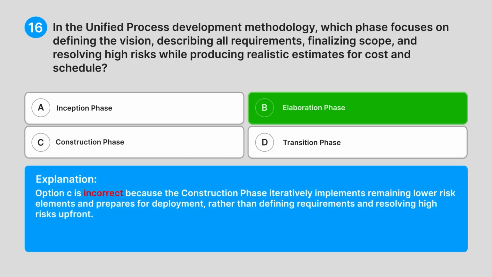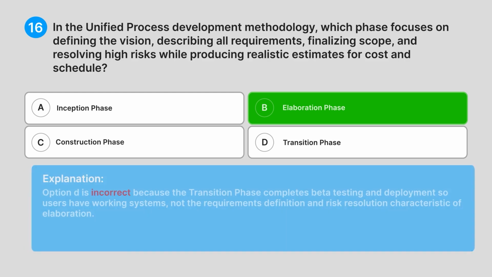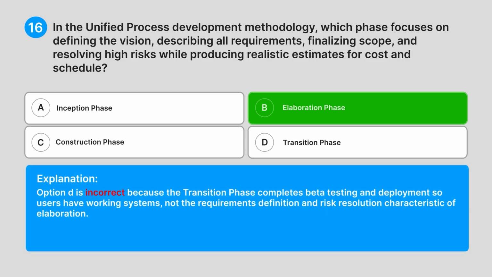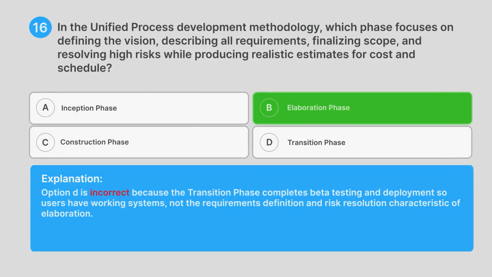Option C is incorrect because the construction phase iteratively implements remaining lower risk elements and prepares for deployment, rather than defining requirements and resolving high risks up front. Option D is incorrect because the transition phase completes beta testing and deployment so users have working systems, not the requirements definition and risk resolution characteristic of elaboration.